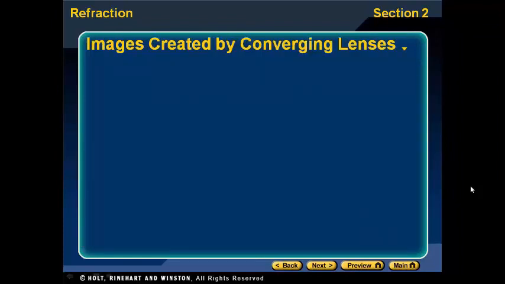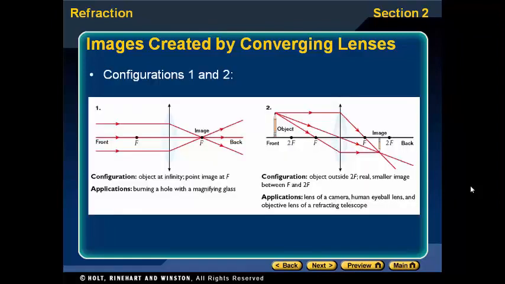Images created by converging lenses. There are a few cases of images created by converging lenses. The first case is when the object is at infinity. When the object is at infinity, the image is just a point at the focus. Applications: burning a hole with a magnifying glass.